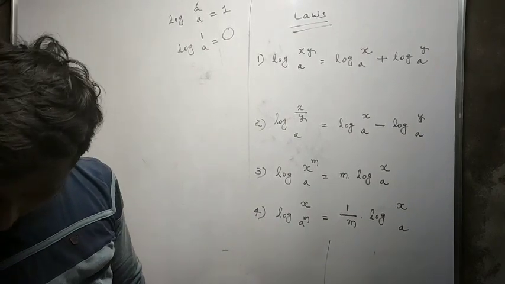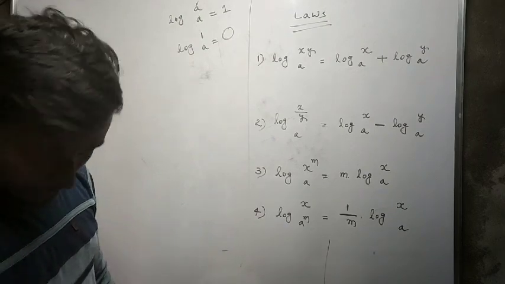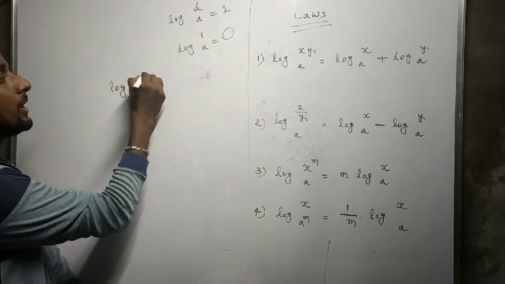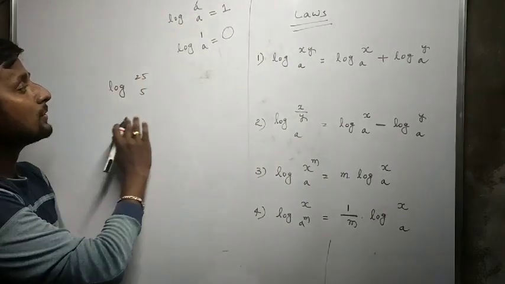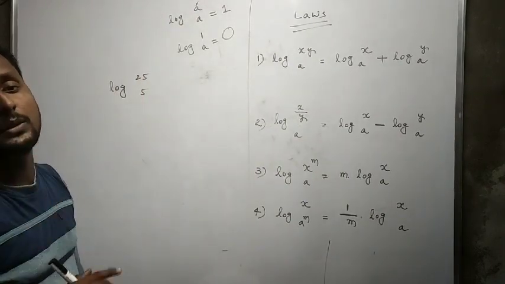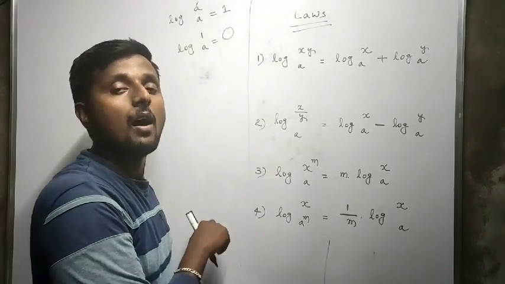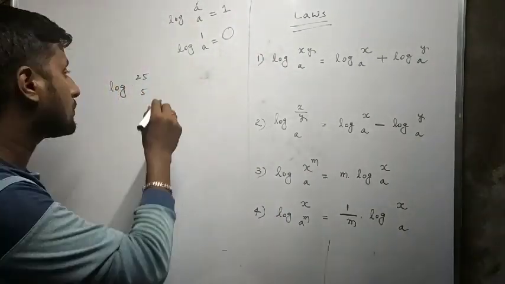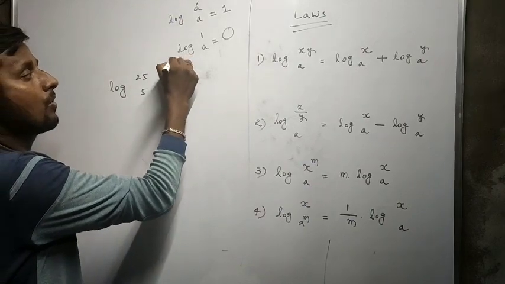Here are a few problems. Log 25 to the base 5. Now we should find the solution. This problem we can solve in two methods. What are the two methods? One is exponential form, or else we can use logarithm form. First we'll see the exponential form.